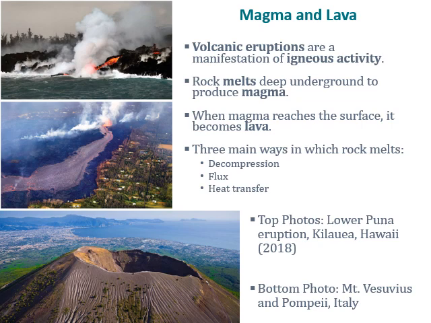So we see on the top two images here that we have lava pouring out of volcanic vents and into the ocean and on land in Hawaii. The three main ways in which rock melts are called decompression melting, flux melting, and heat transfer melting. These are a little bit complex, but we'll devote one slide to each method. So these photos, again in 2018, were from the Kilauea eruption in Hawaii, and the bottom left photo is from Mount Vesuvius near Pompeii in Italy, which has very famous historic eruptions.